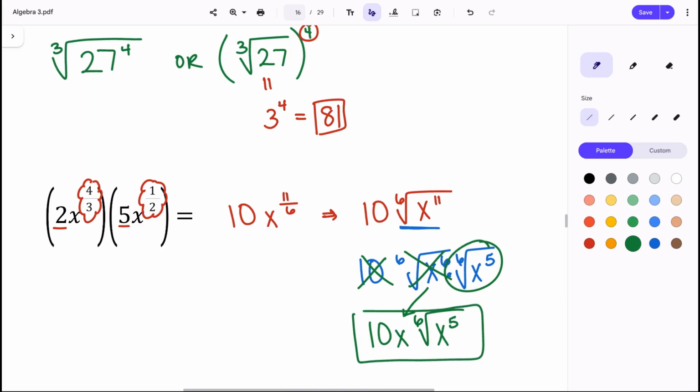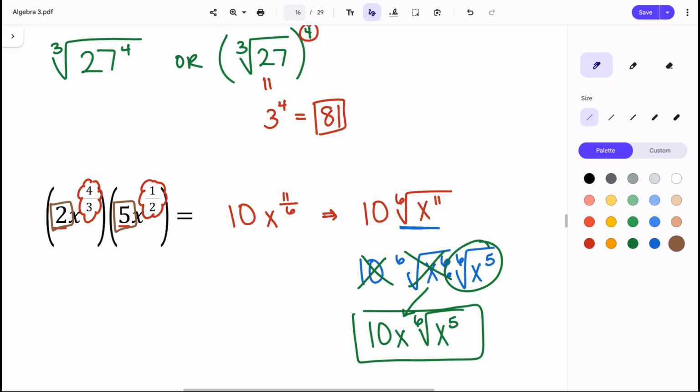Any questions about that? Yeah. Why isn't the 10 going down underneath the radical sign? Back over here, when the 2 and the 5 started, they were outside of the x. Do you see how they weren't raised to anything like that? Yeah. Only the x's are. So the numbers just act as normal, and that's why they stay out front.